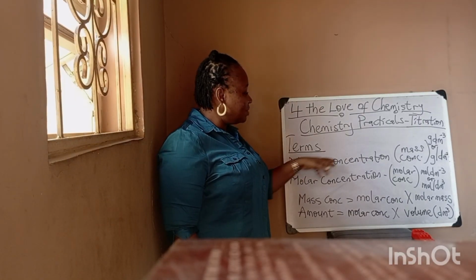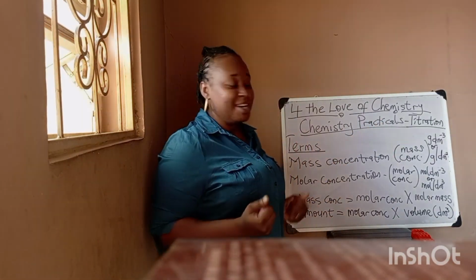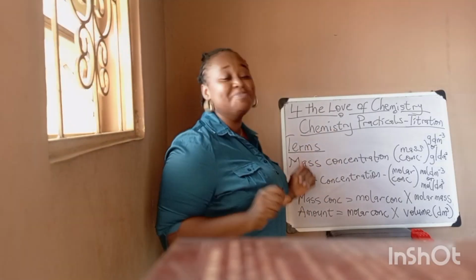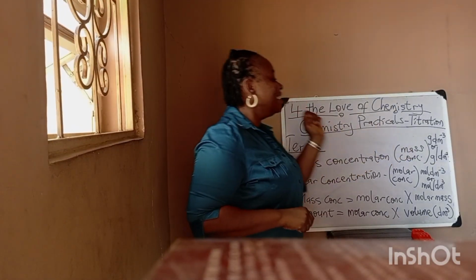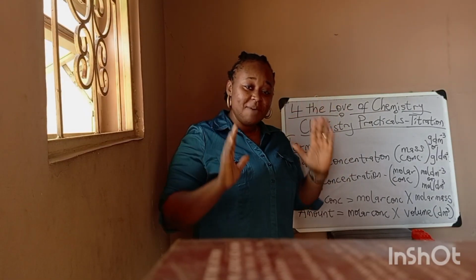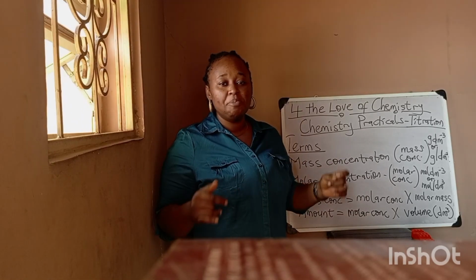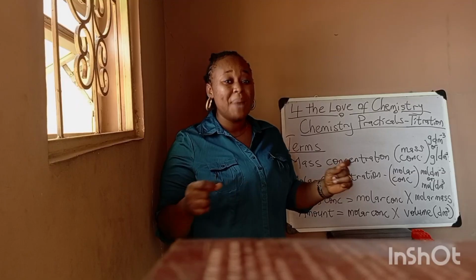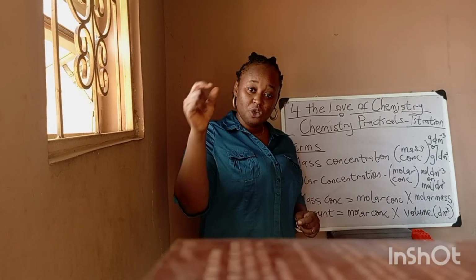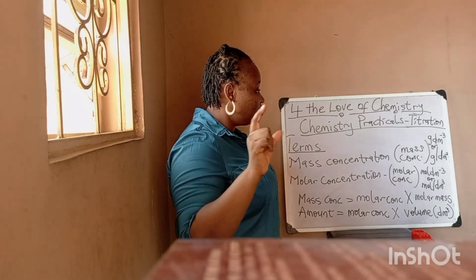All right, so let's look at these terms. First, you have mass concentration. We cut it short and call it mass conc. Mass conc has a unit. One major thing you must know about chemistry is that when you answer your questions, units are extremely important. Without units, you have no mark for your answer. There is no half mark when you write an answer and there is no unit. So you must put your units.